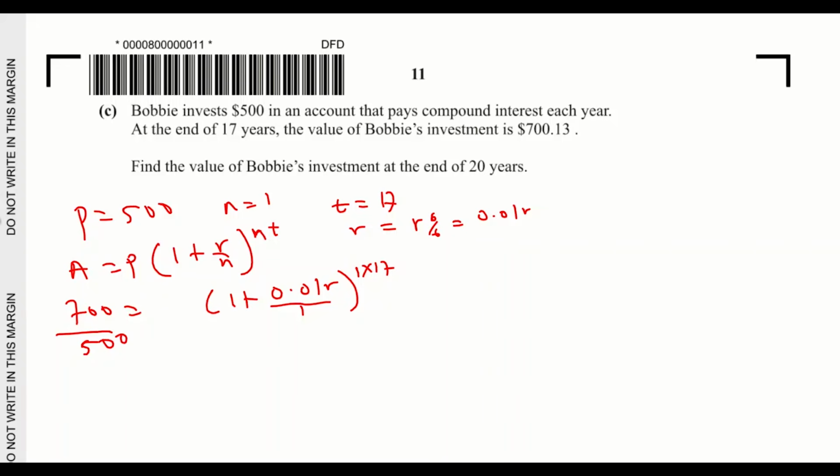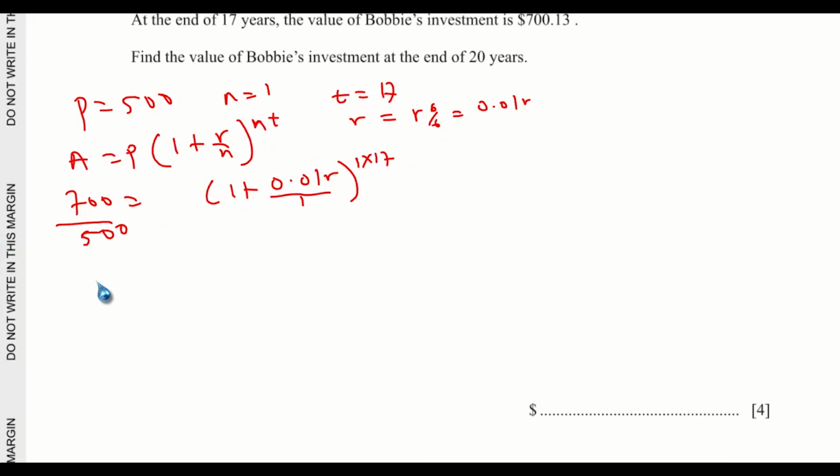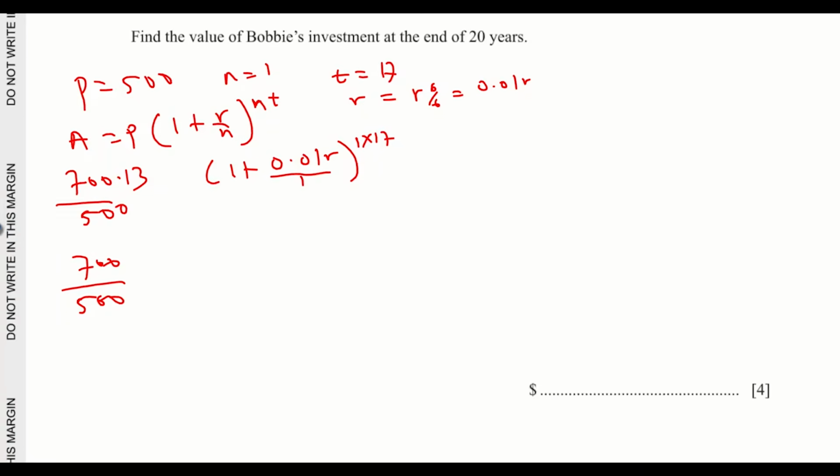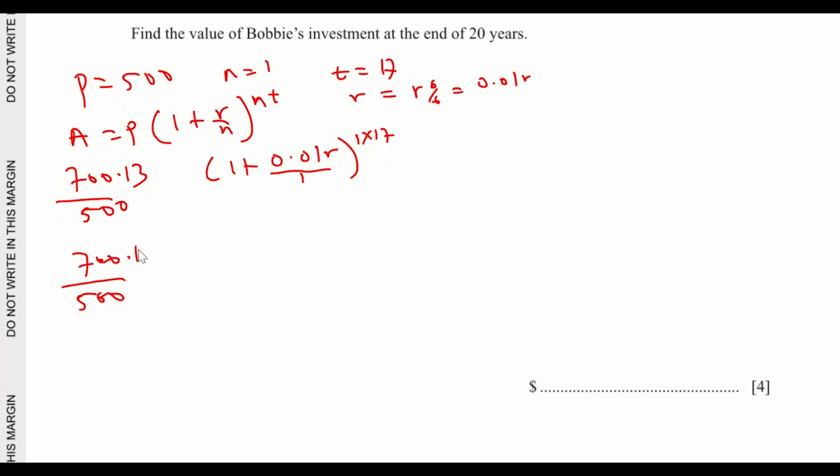Let me write this for clarity's sake. This will be 700 over 500. Sorry, not 700. This should be 700.13. Yes, I think so. So let me confirm that again. Yeah, 700.13. Yes, okay. Otherwise I would have cancelled the zeros.